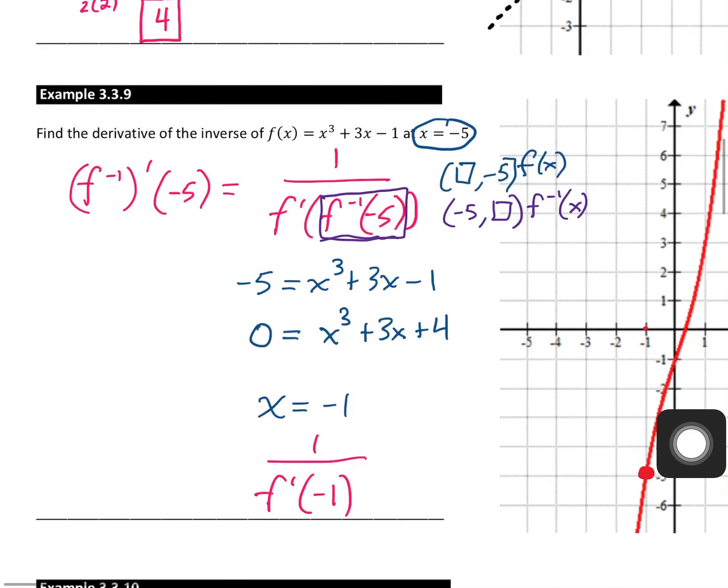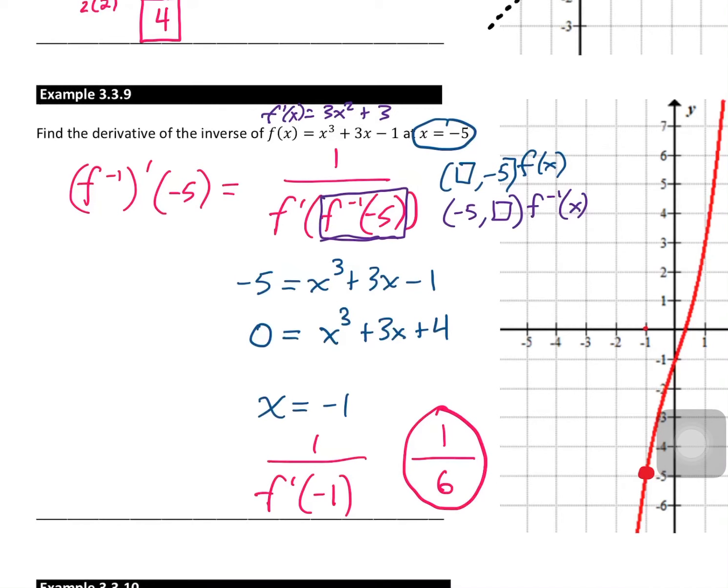All right? Now the derivative of f would be 3x squared plus 3. So I need to put a negative 1 into that expression for x. And so then I get 1 over 3 plus 3, which is 6. Okay, so the slope at the inverse point would be 1/6.